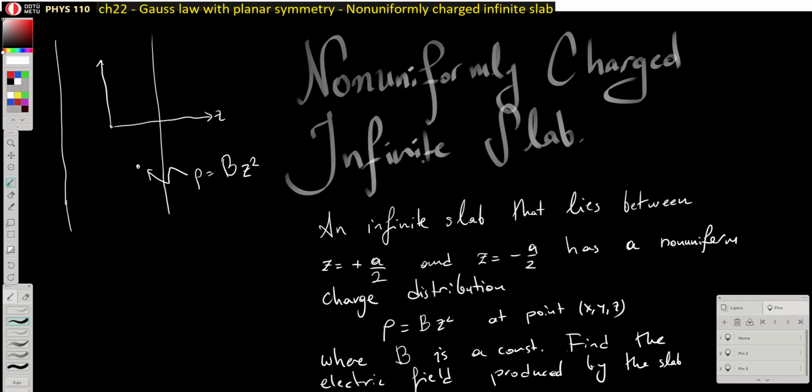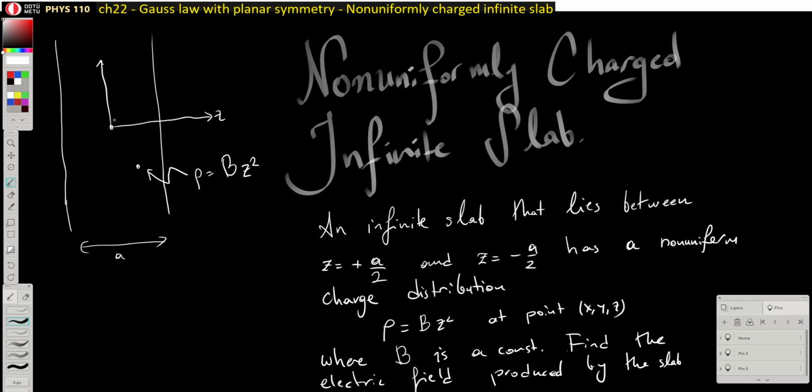And so, because of that reason, I'm solving it, but I would like to be as quick as possible in obtaining the final results. But first, let me describe the situation. So we have a slab in here. It's an infinite slab. A is its thickness.